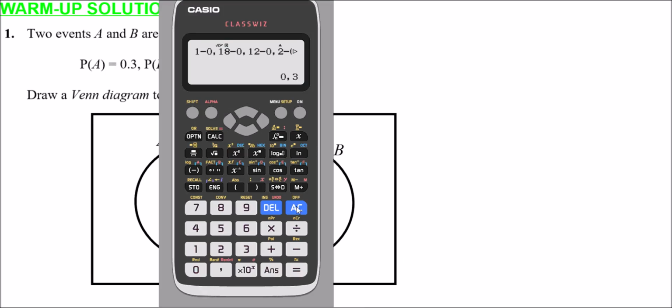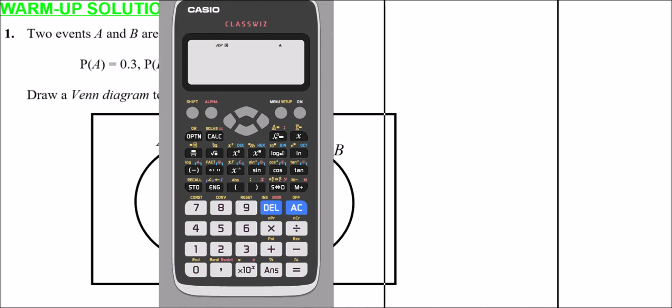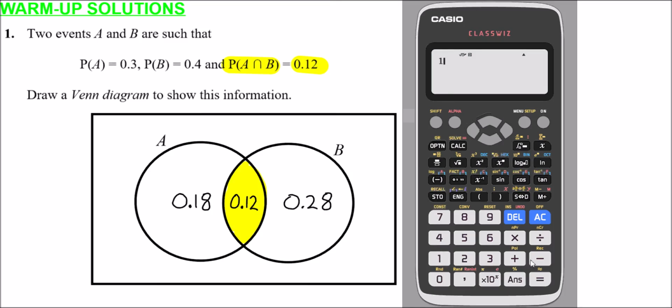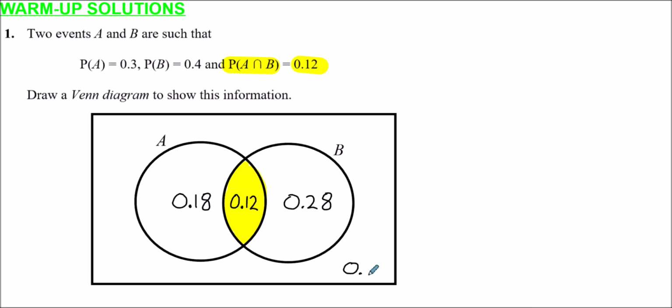So at this point, get your calculator up and ready to go. I'm going to do 1 minus 0.18 minus 0.12. Whoops, press plus because I'm silly. And then minus 0.28. And that gives us 0.42. So on the outside of this Venn diagram, we just label somewhere on the outside 0.42. And that's all we need to do. And we've done question 1.